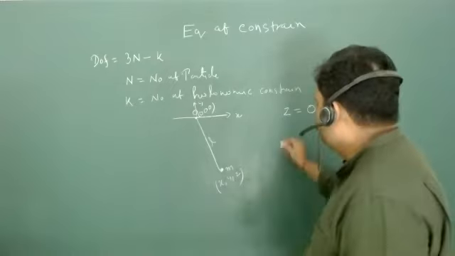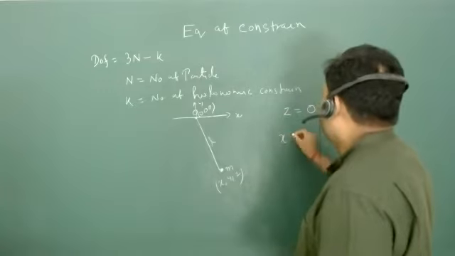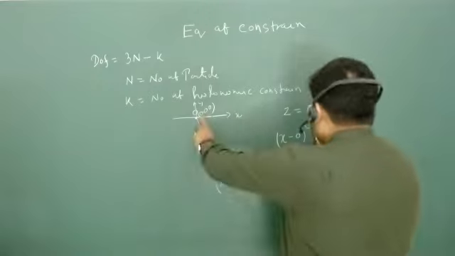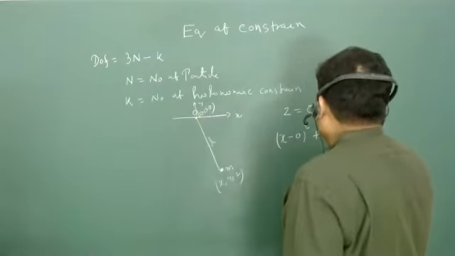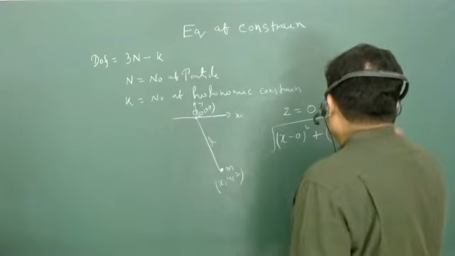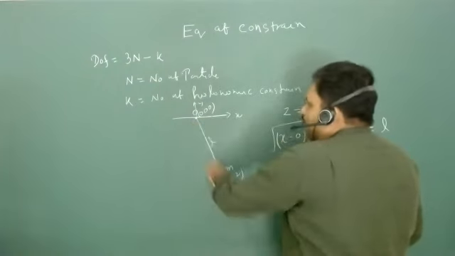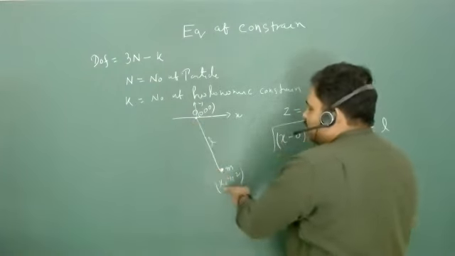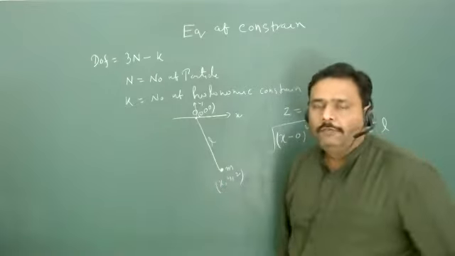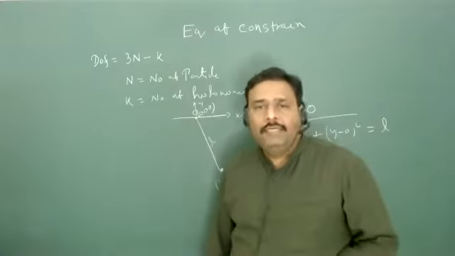Why are they dependent? Because we have the length equation: the square root of (x minus 0) whole squared plus (y minus 0) whole squared must be equal to L. This length is always fixed. If this length is always fixed, that means x and y are not independent. They are dependent on each other. Then what will the dependency be? What will be the locus of x and y?